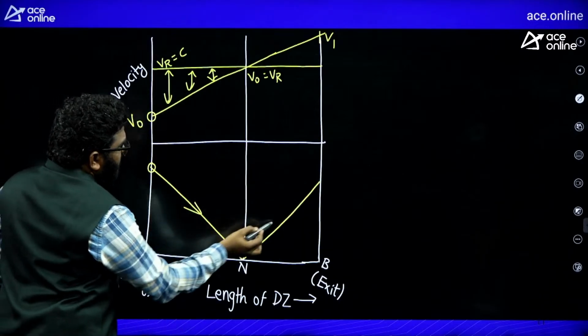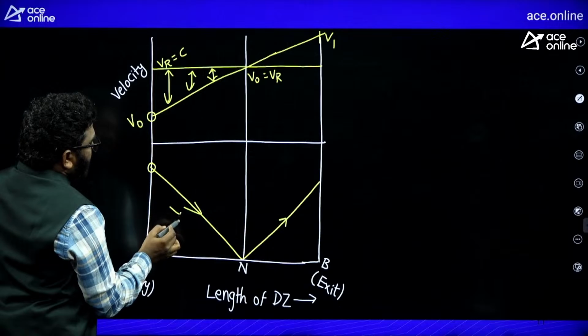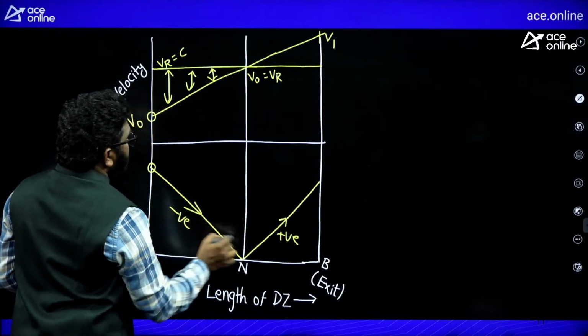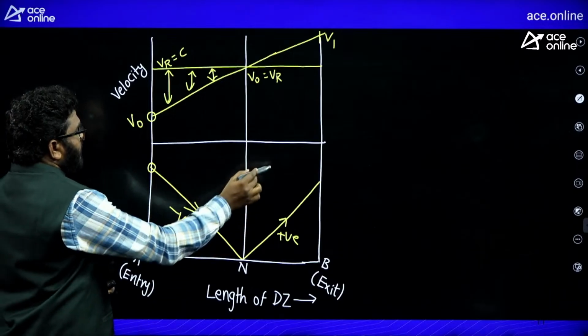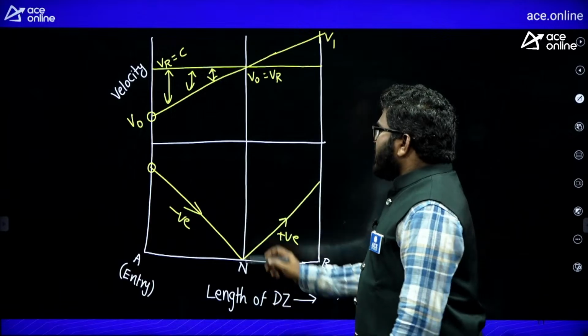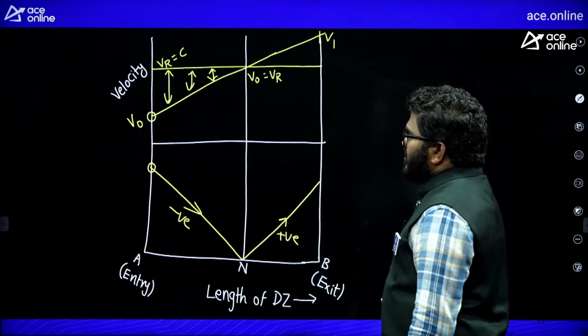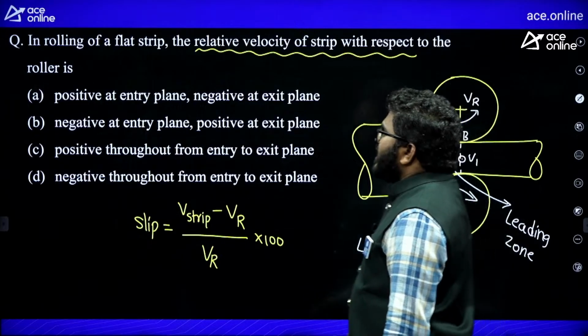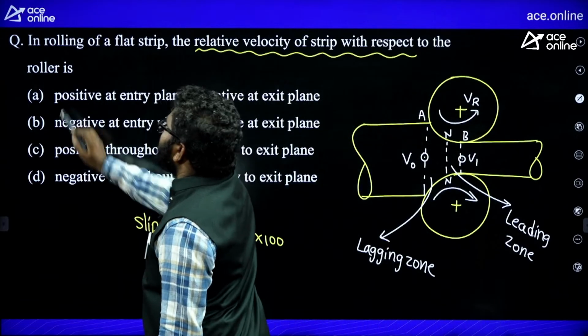Now from this, listen, this is negative and this is positive. Slip is decreasing, slip is increasing. This is a negative profile and this is a positive profile. So from this, slip is negative at entry and positive at exit.